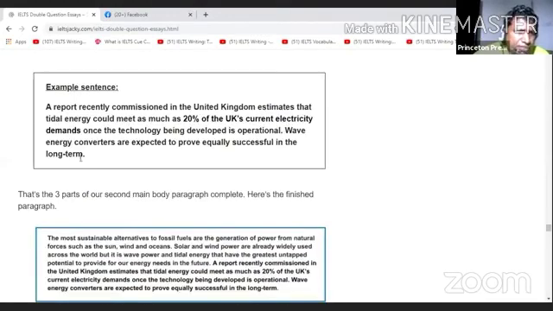Now, example. A report recently commissioned in the United Kingdom estimates that tidal energy could meet as much as 20% of the UK's current electricity demands once the technology being developed is operational. Wave energy conversion is expected to prove equally successful in the long term.